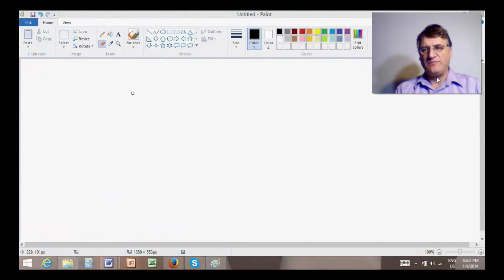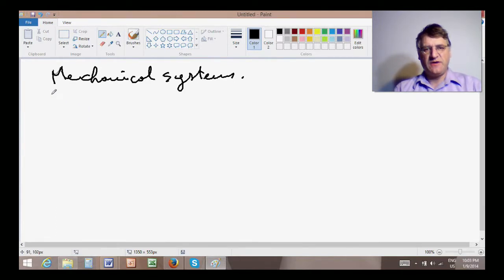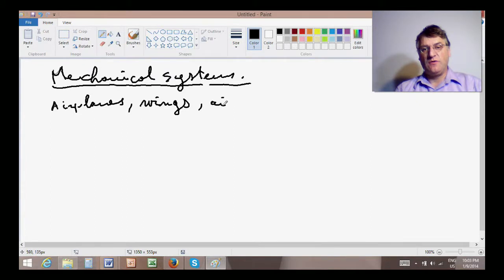So, our first task is to create a workspace within which we are going to discuss mechanical elements. Mechanical systems are among those that we will encounter most often, especially in the aerospace world, and they consist of many different things: airplanes, wings, ailerons, all that are part of an airplane.